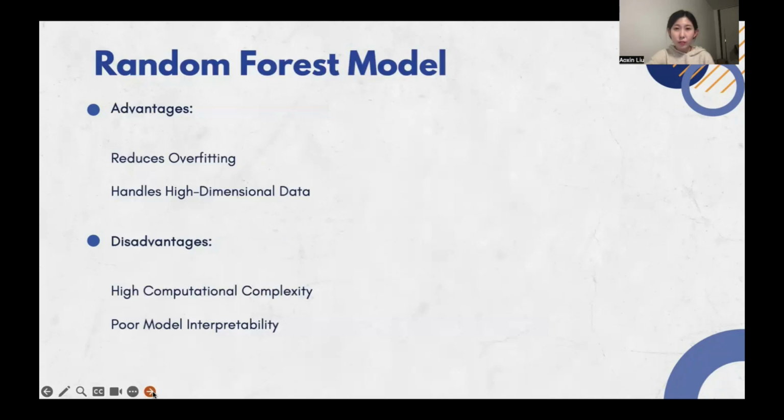To improve the performance of the decision tree model, we employ the random forest model. Random forest is an ensemble learning method that improves the accuracy and stability of the model by constructing multiple decision trees and combining the predictions. The advantages of the model include reducing overfitting and handling high-dimensional data. However, random forest models have higher computational complexity, longer training time, and higher memory consumption.